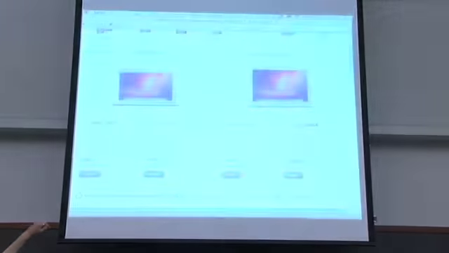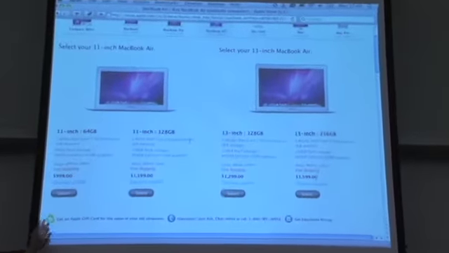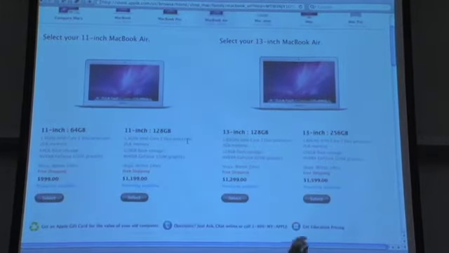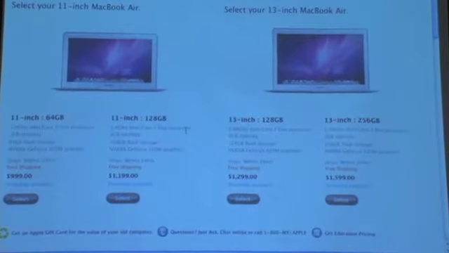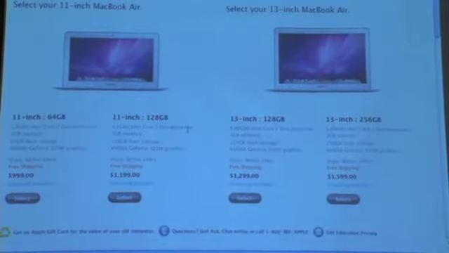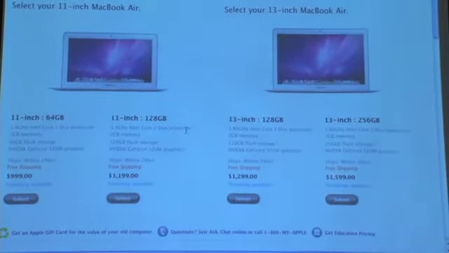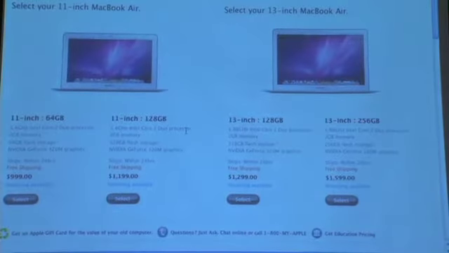Now, what's the difference really here? Well, there's clearly a price difference. On the left-hand side, we've got $999. On the right-hand side, we've got $1,599. So what really are the differences you might, as a consumer, actually feel compelled to care about?